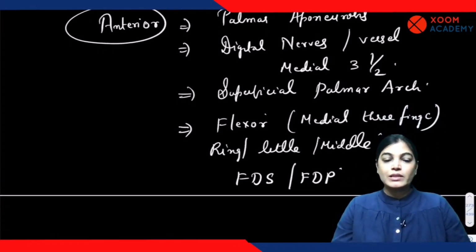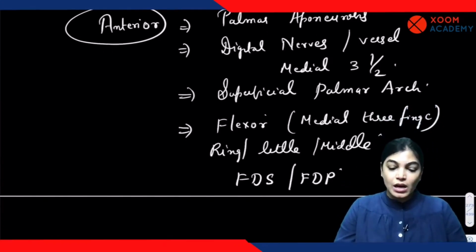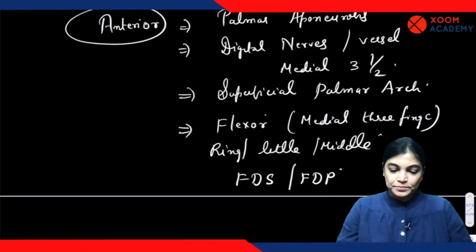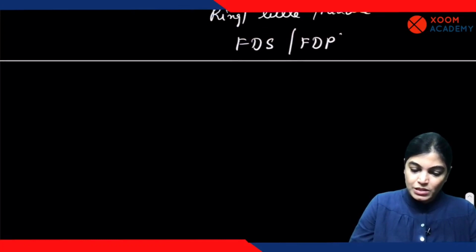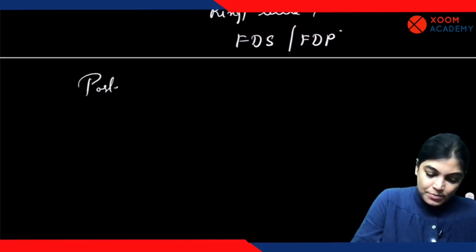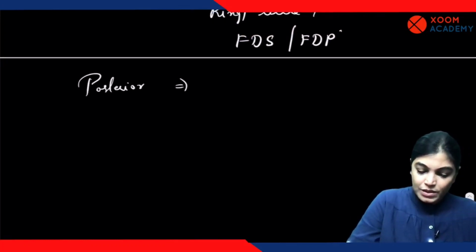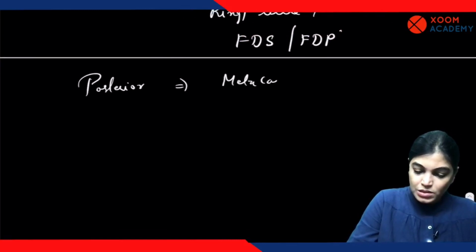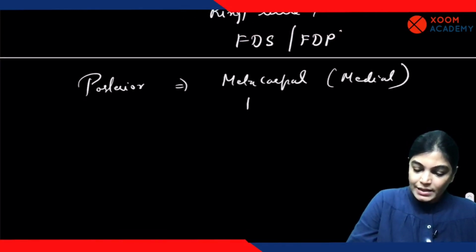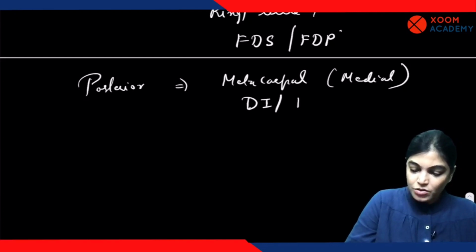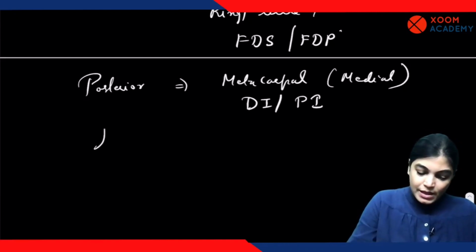Now let's talk about the relations of the mid-palmar space on the posterior aspect. So this is the anterior wall or anterior relation. Please write down the posterior relation. You can very nicely appreciate that posteriorly it is related with the metacarpal bones, that is the medial metacarpal bones and the related interossei muscles, that is dorsal and palmar interossei muscles.